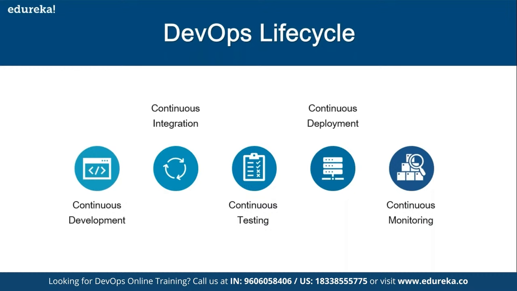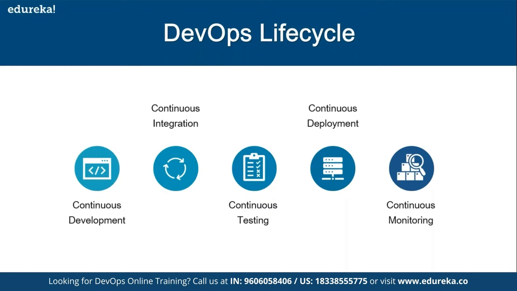Now, before we touch upon monitoring, continuous development is simply a phase that involves planning and coding of the software, and the vision of the project is usually decided during the planning phase. The developers begin developing the code for the application. There are no DevOps tools required for the planning, but there are tools for maintaining the code, like Git and GitHub. All of these tools are made available to you. They are part of the DevOps lifecycle.